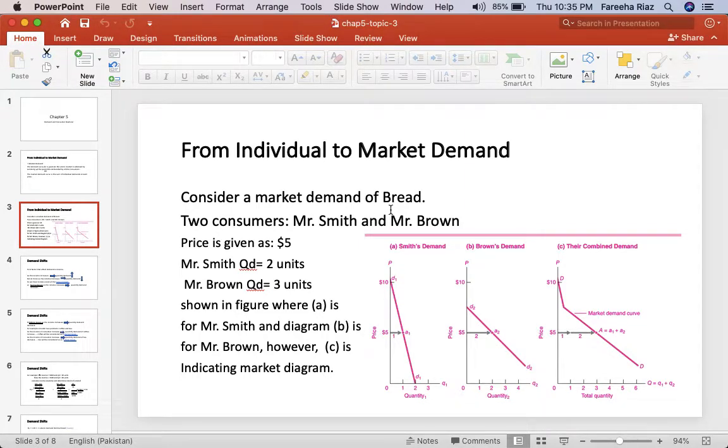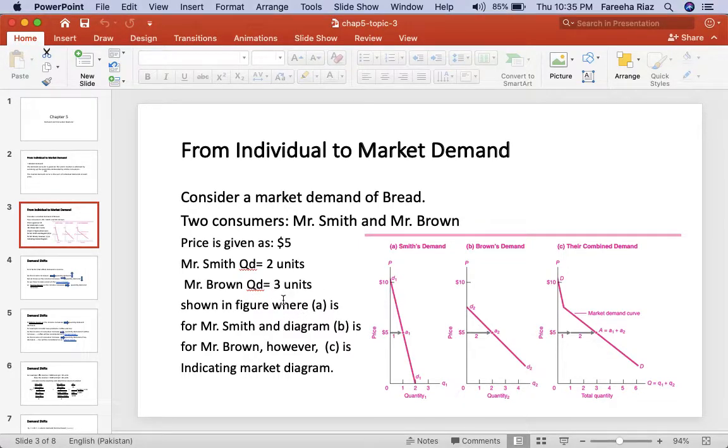Now, when we take a look at the diagram, we're considering the demand of the product, the same example which we have discussed in chapter 3. Two consumers, Mr. Smith and Mr. Brown, are using the product and the price is given as $5. Since there are two different consumers, Mr. Smith purchases 2 units and the demand curve for Mr. Smith is given in diagram A. Mr. Brown purchases 3 units of the product and it's given in diagram B.